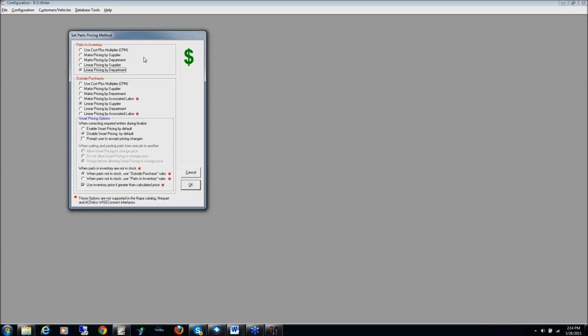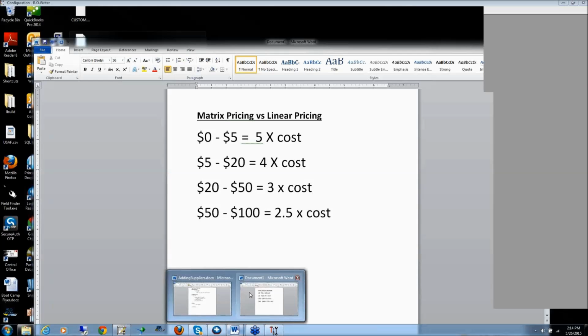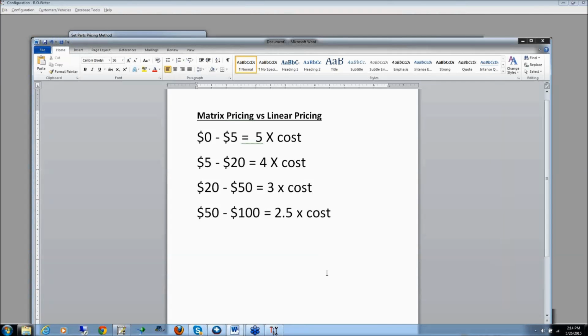A little bit smarter than cost plus multiplier is what's called matrix pricing. I've got a small chart I'm going to bring up here for just a moment as we talk about matrix pricing. A matrix is driven by a range of costs. You put in a range of costs, and then the matrix will assess the cost to determine what the multiplier should be. In my example, I've got 0 to 5, we're going to mark up 5 times. And 5 to 20, we're going to mark up 4 times. 20 to 50, we'll mark up 3 times. And 50 to 100, we'll mark up 2.5 times.